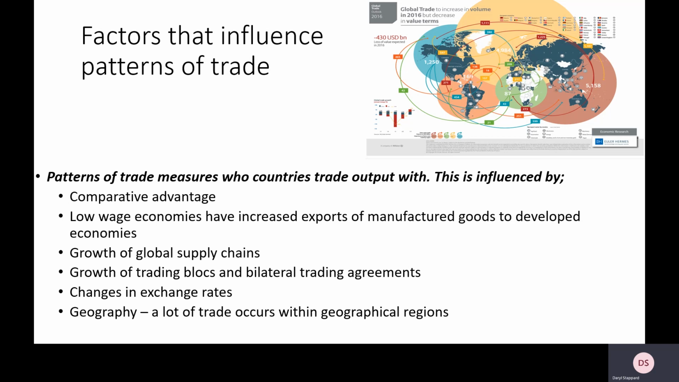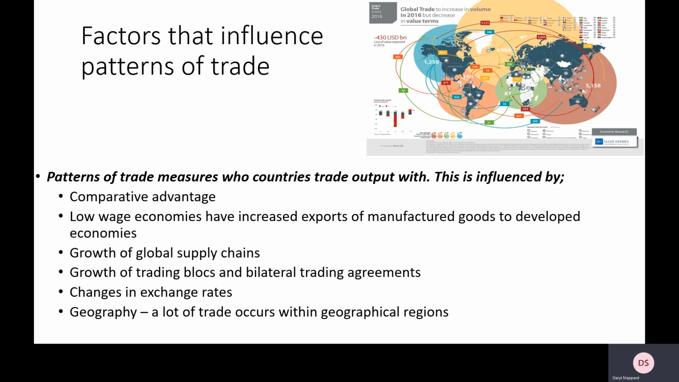It could be based on wages and costs. So if an economy can produce something using workers at lower wage rates, then we're going to trade with that country if they can make it cheaper than we can. You've also got the growth of global supply chains. So this could be based on where the natural resources are or where the cheap, efficient factories are producing certain goods and services.